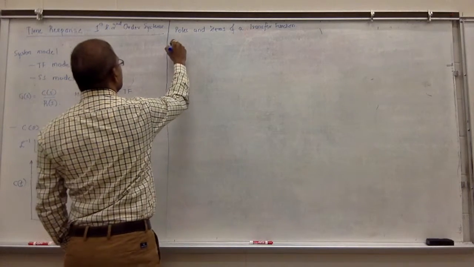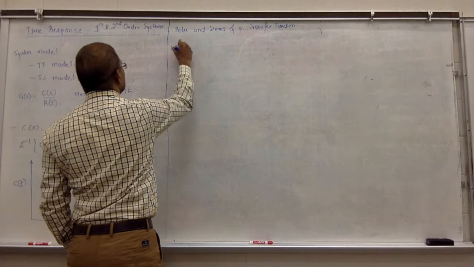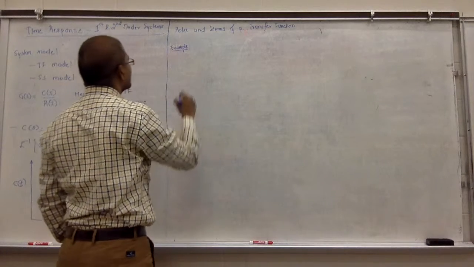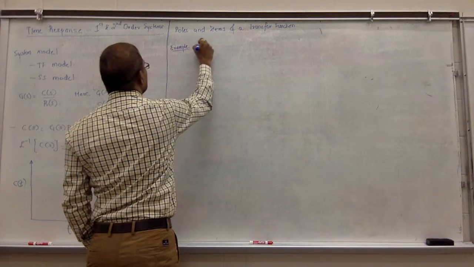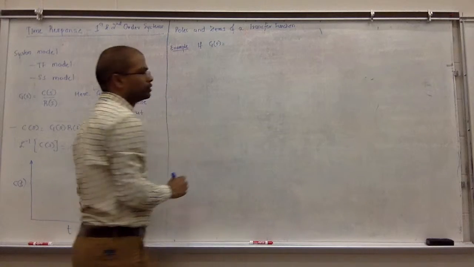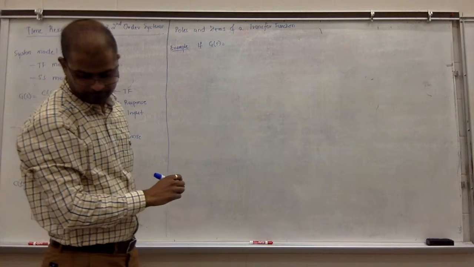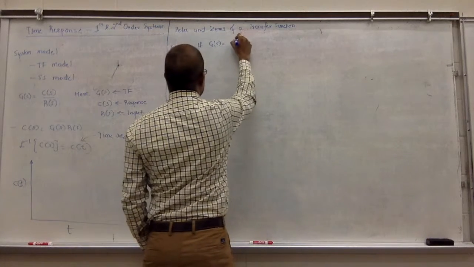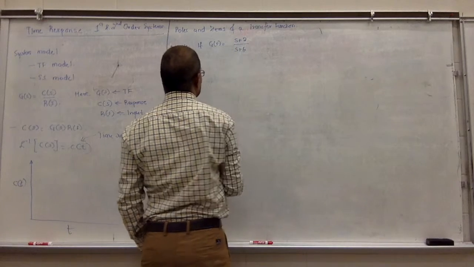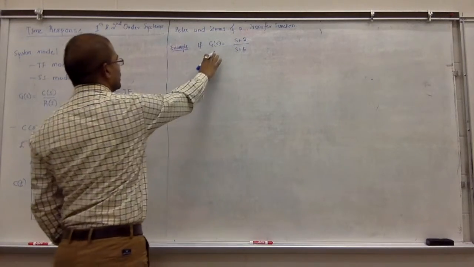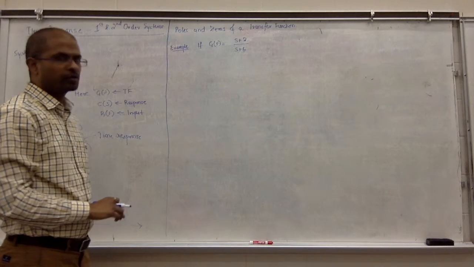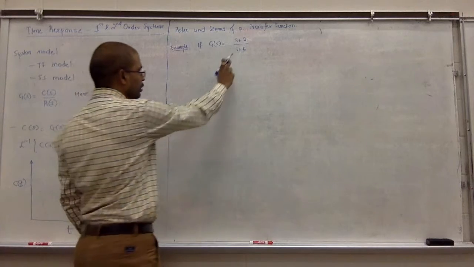Let's discuss this in the context of an example. If G of S is equal to S plus 2 divided by S plus 5. Okay? This is the given system. This is your transfer function. And what is the order of this transfer function? First order. It's purely dependent on the denominator.